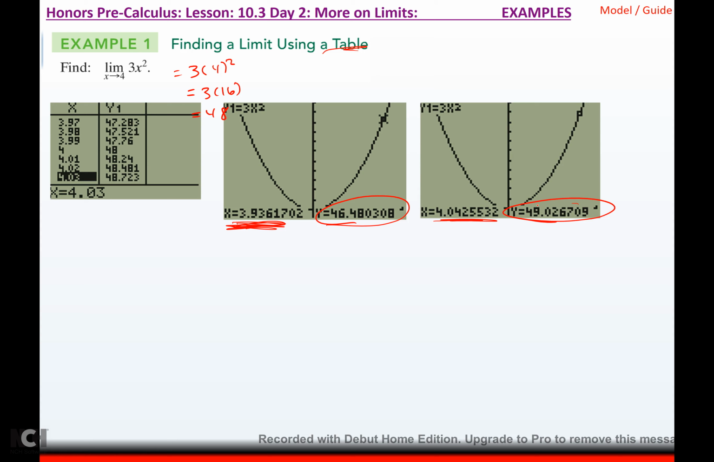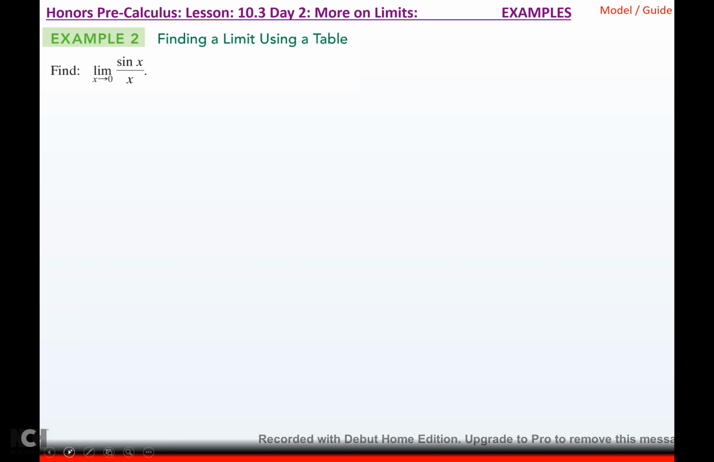So if I go to the table, as I'm getting closer and closer to 4 from this side, and getting closer and closer to 4 from this side, but because it's continuous, I can actually see the actual limit is 48. It's not undefined there.